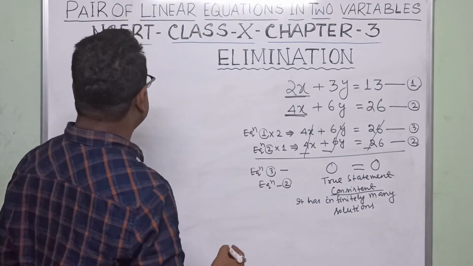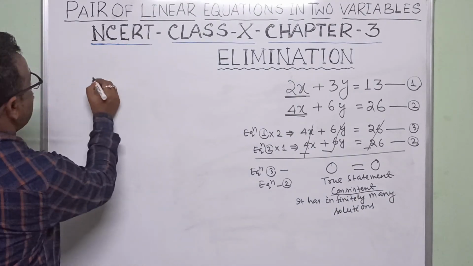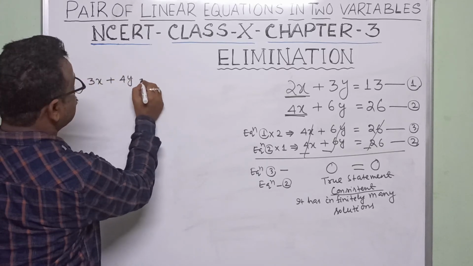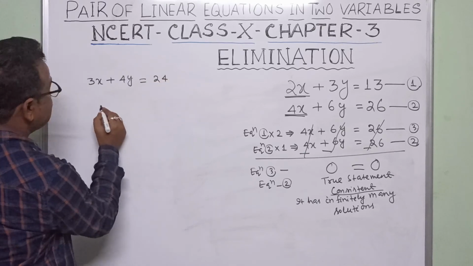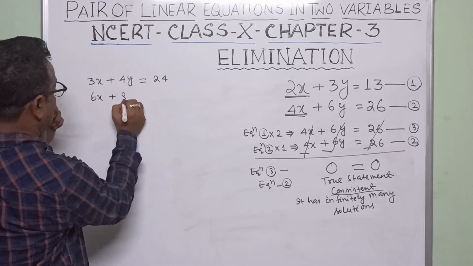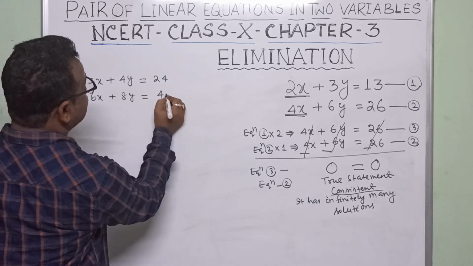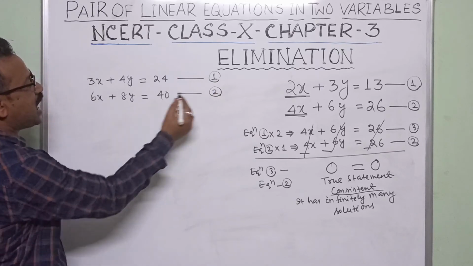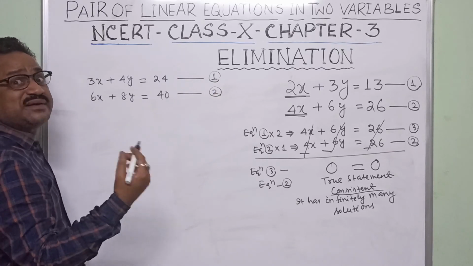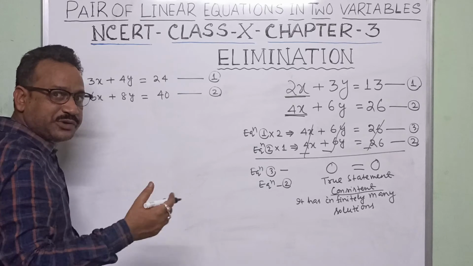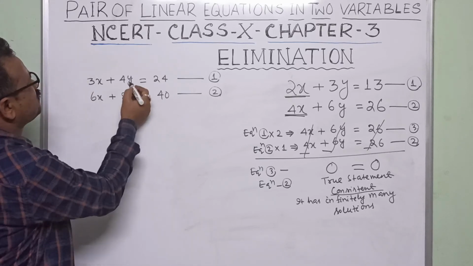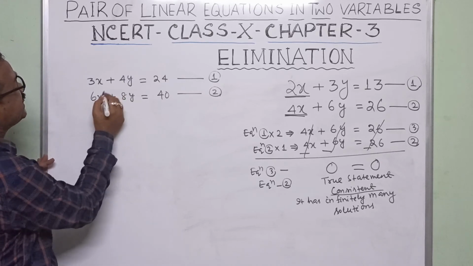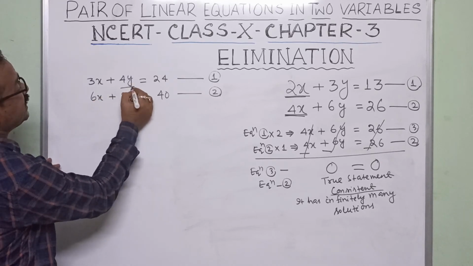Let's take another example. Let us see 3x plus 4y is equal to 24. Now I will take 6x plus 8y is equal to 40. This is my equation 1. This is my equation 2. Now any one of the variable I want to eliminate. Let's say x or y. So what we will get here? Let's say y. So 4y, 8y.